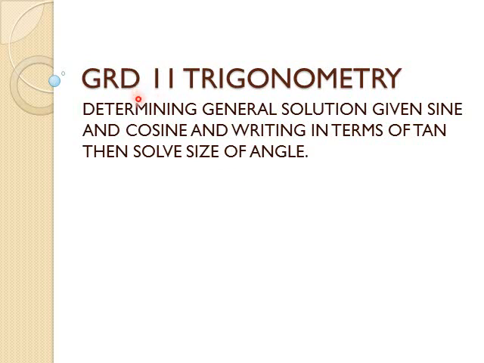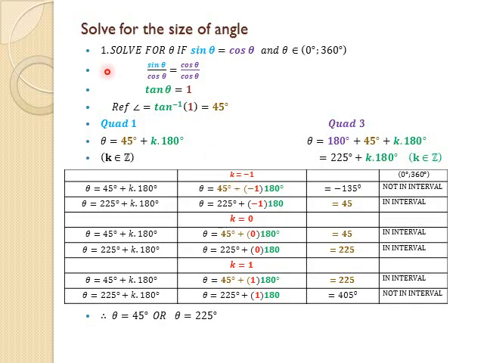I'm Mr. Simons. In this lesson we will be determining the general solution given sine and cosine and making it tan. But we're also going to be working with solving for the angle theta, and finding all the various angles for theta. So, problem number 1. We have to solve for theta, meaning we want all the angles that will give us the answer that we are looking for. So sine theta equals cos theta.